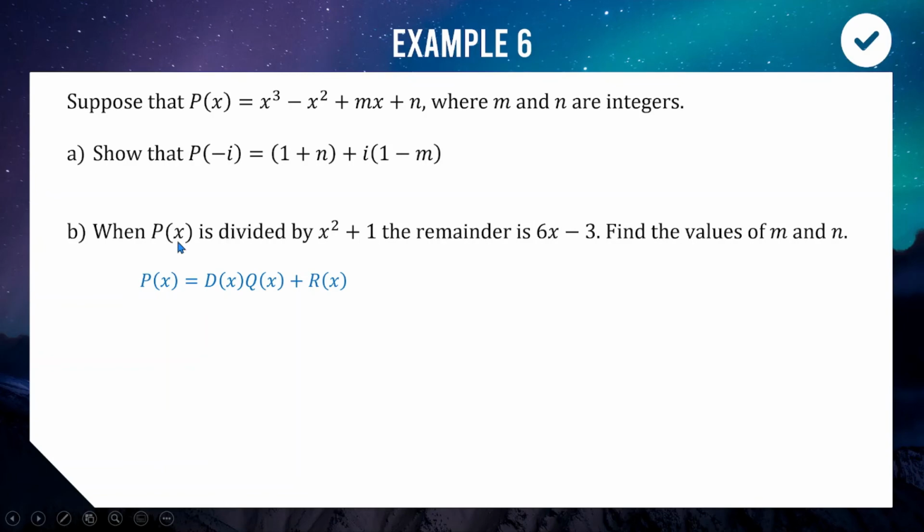Okay, so when our polynomial is divided, our divisor is x squared plus 1. The quotient we don't know. The question didn't say anything, so we'll just hope that doesn't matter.